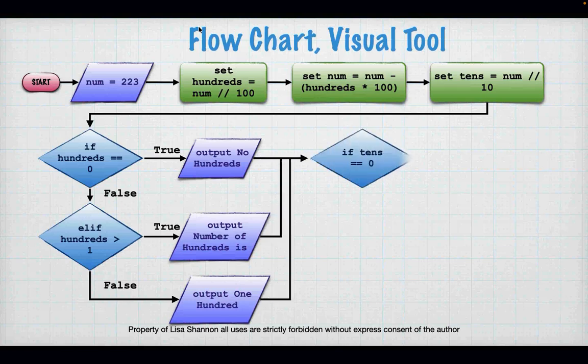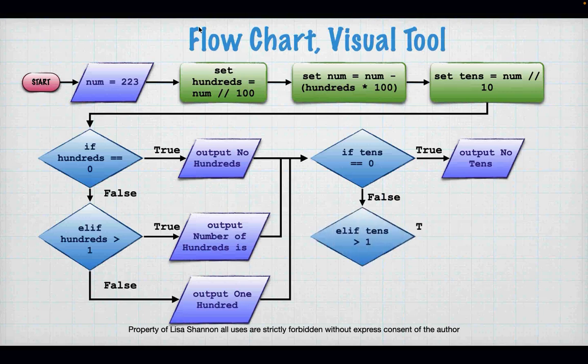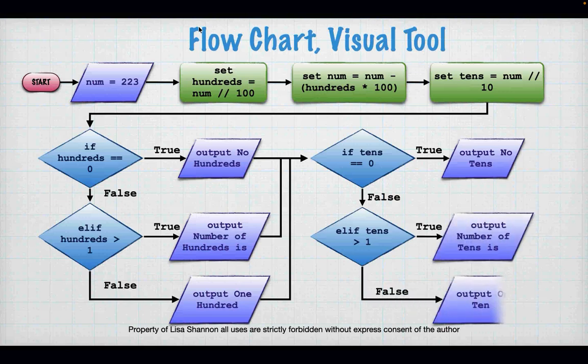And then we go and we look at tens. So the same set of questions. If tens is 0, equal true. If it's false, then I go on and I look at, is it greater than 1? Otherwise, I output 10, and then I'm done. So you will see how these flowcharts get increasingly complex the more questions you have.